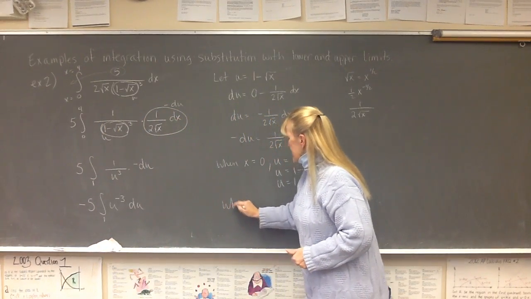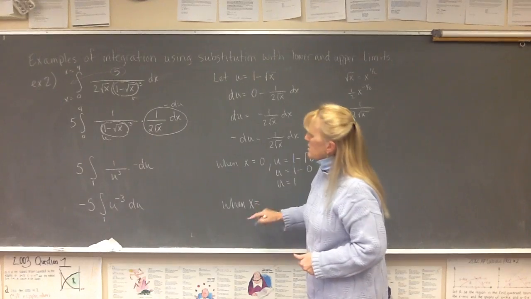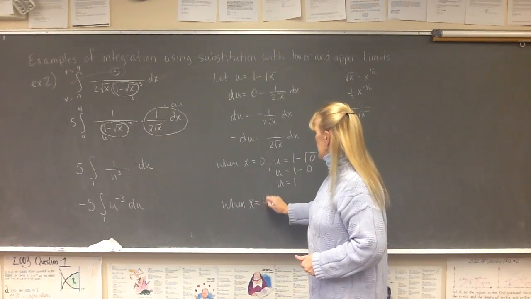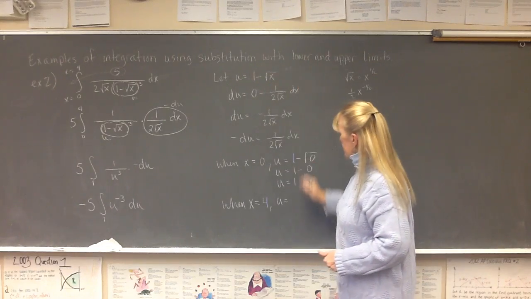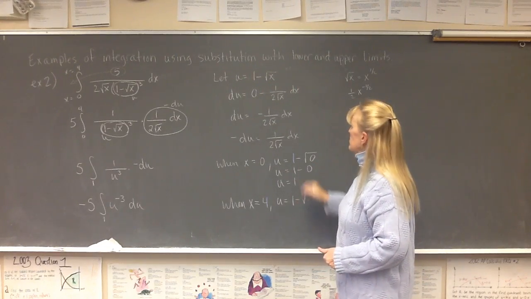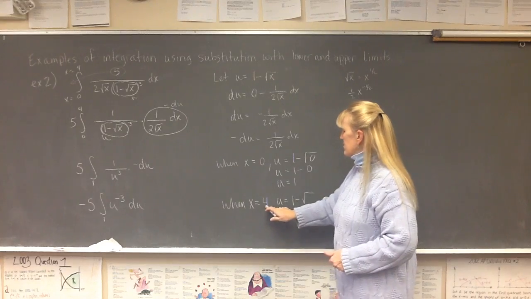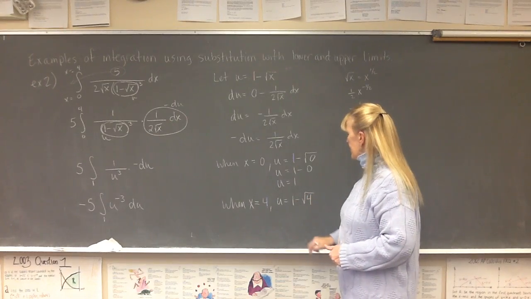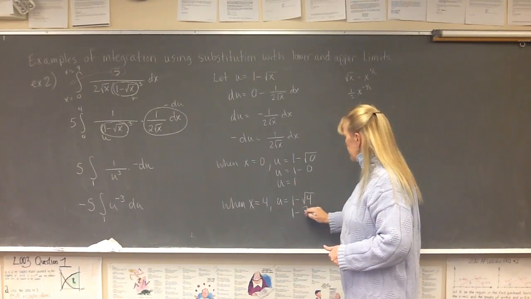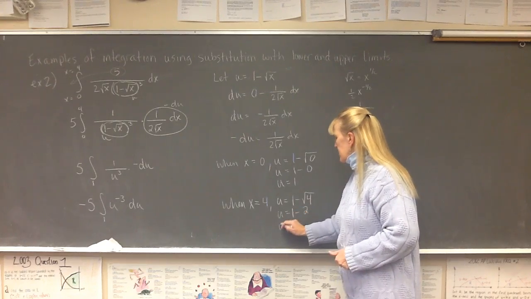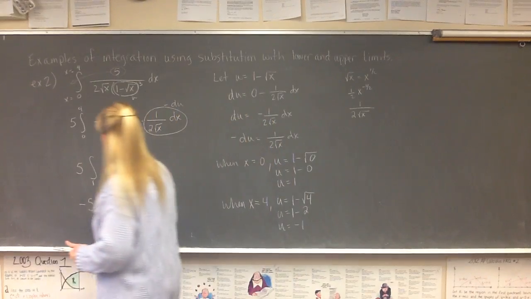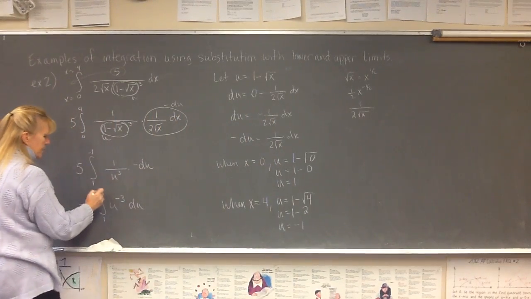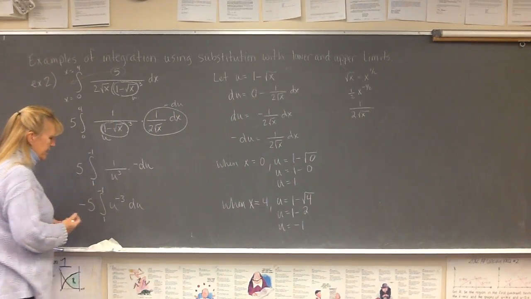And then lastly, when x is 4, what's my upper limit there? I go back to where I did my u substitution right here: u will equal 1 minus the square root of x. My x is a 4, so I will put the 4 right there. The square root of 4 is 2, so the u value ends up being a negative 1. Then I come up here and put my negative 1 for my upper limit.